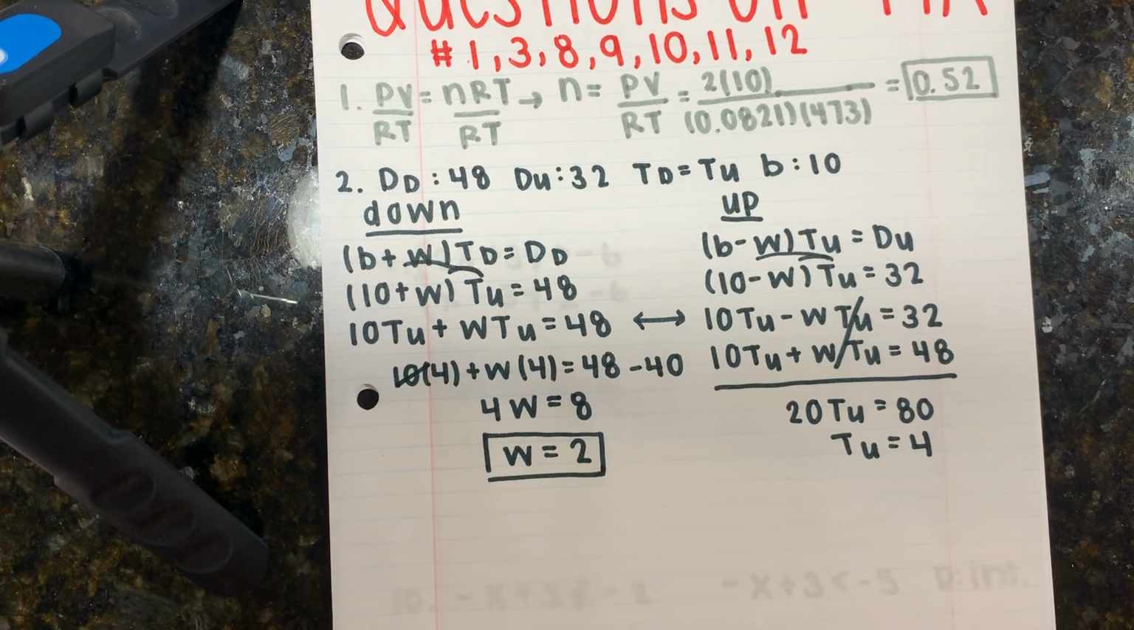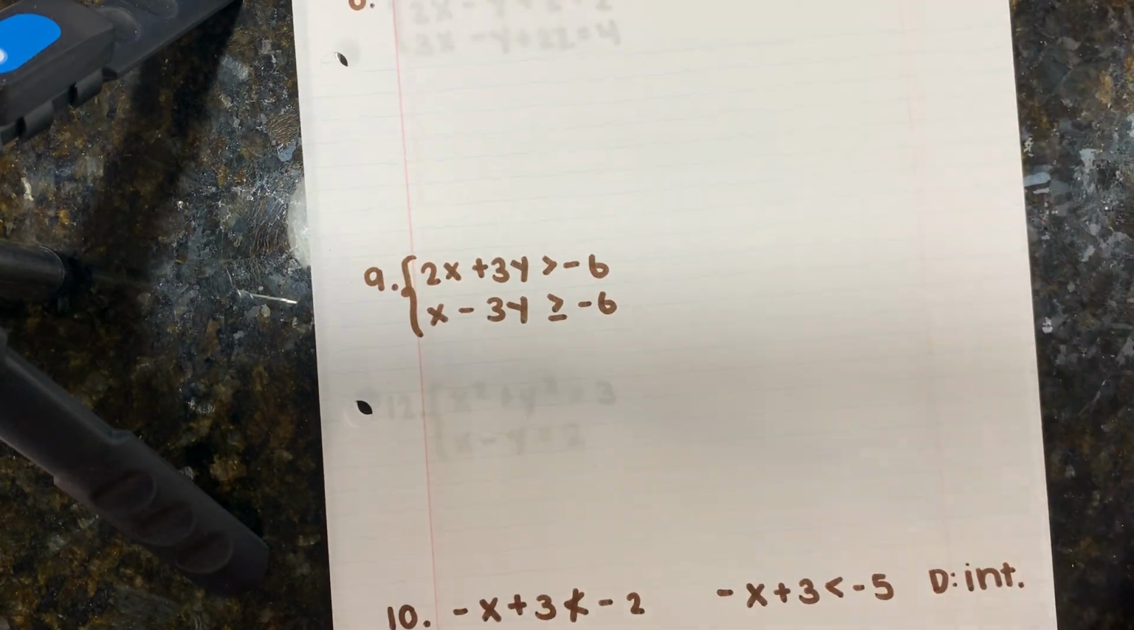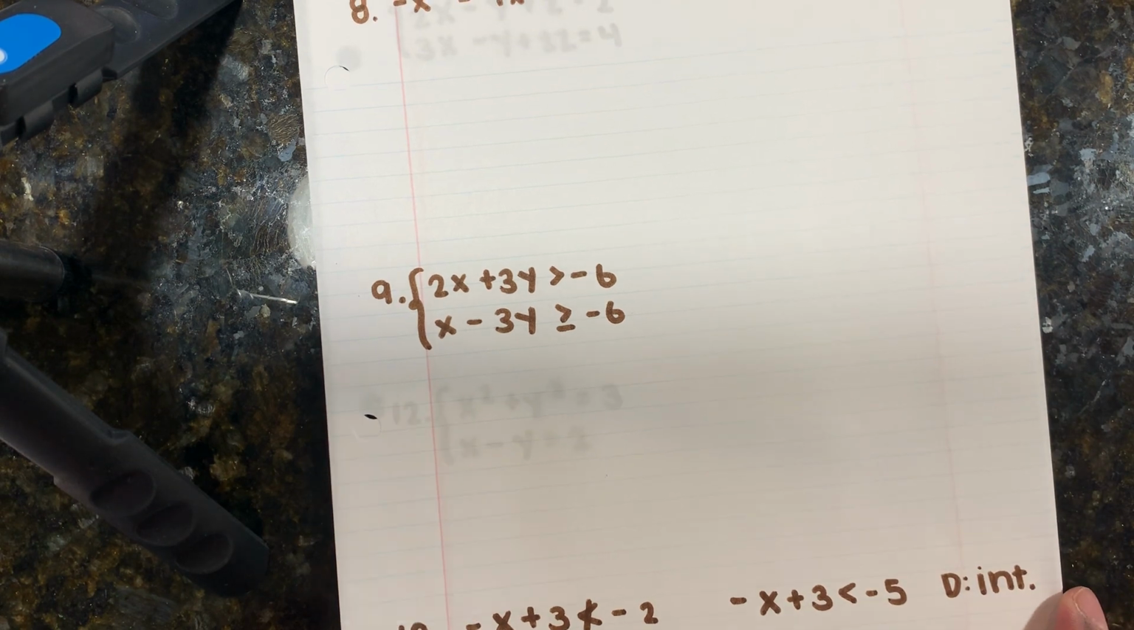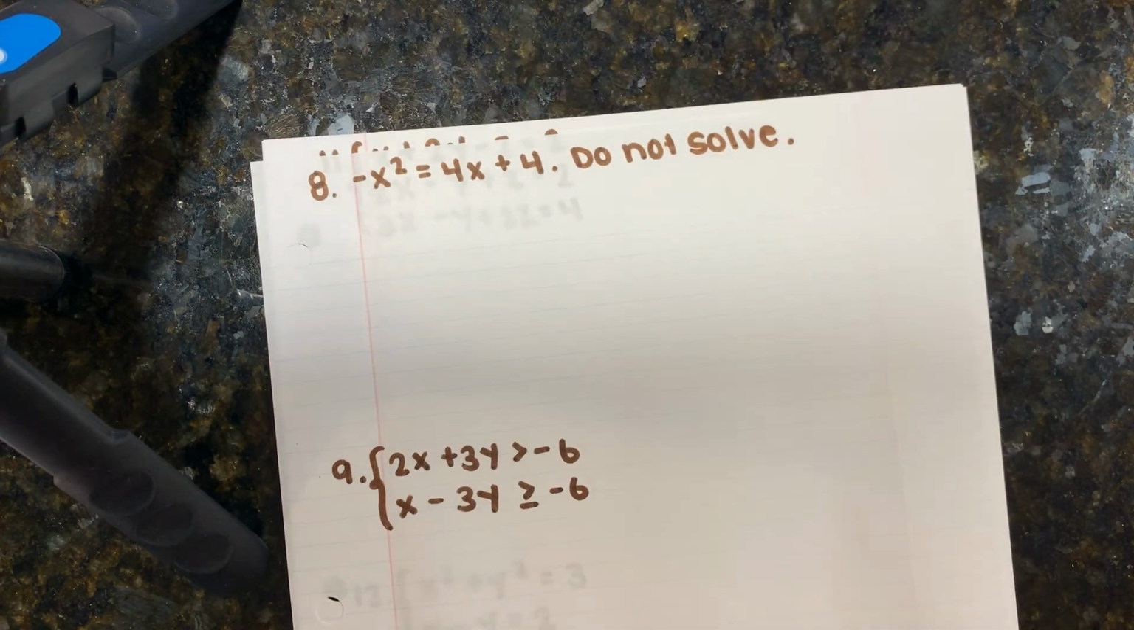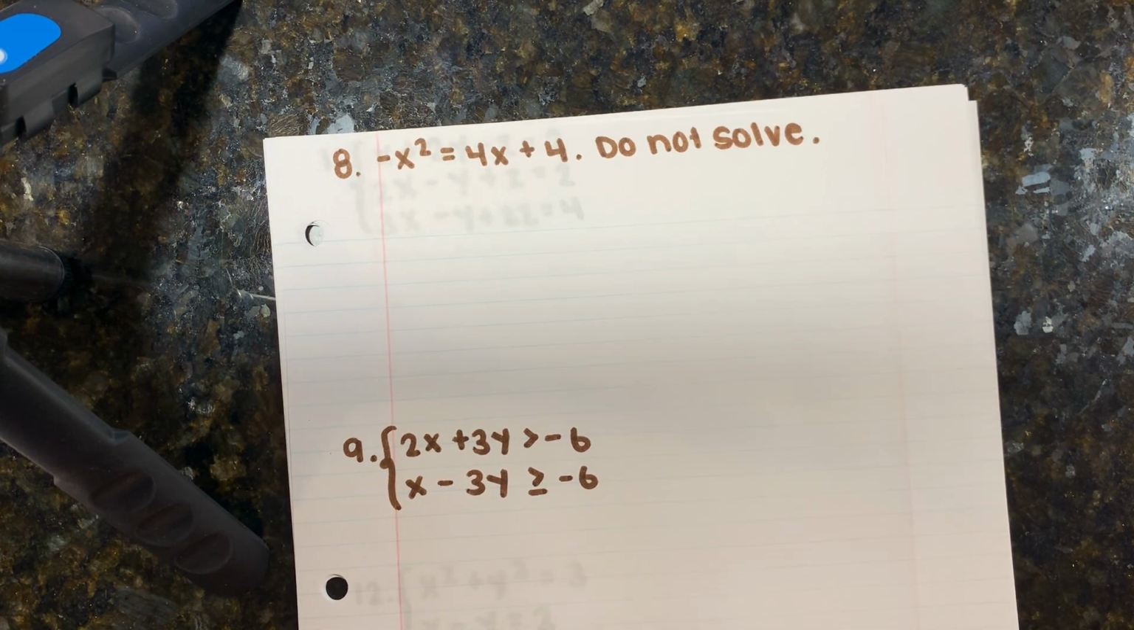Okay, now we're going to move on to number 8. For number 8, they ask us, use the discriminant to determine the kinds of numbers that will satisfy the equation negative x squared plus 4x plus 4.